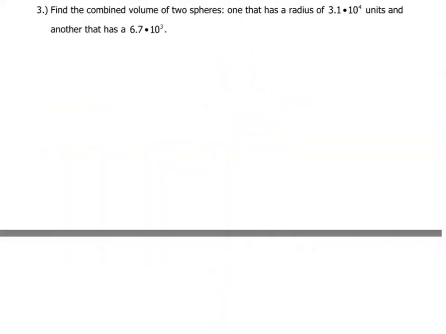And our last one, find the combined volume of 2 spheres. So we have 2 spheres we're going to have to find here. We have sphere 1, and then we have sphere number 2, and then down here I'm going to have the combined volumes. Okay, so in our first one, the radius is this. So our volume is going to be 4/3 times 3.1 times 10 to the 4th power to the 3rd power times pi.